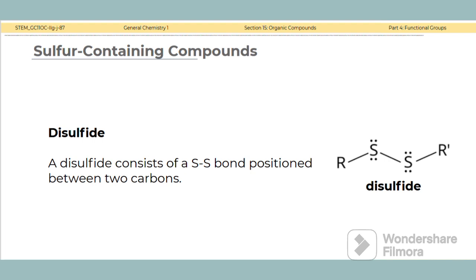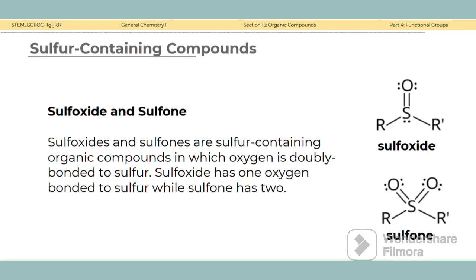We also have disulfide. A disulfide consists of a sulfur-sulfur bond positioned between two carbons, as well as sulfoxide and sulfone. Sulfoxides and sulfones are sulfur-containing organic compounds in which oxygen is doubly bonded to sulfur. Sulfoxide has one oxygen bonded to sulfur, while sulfone has two.